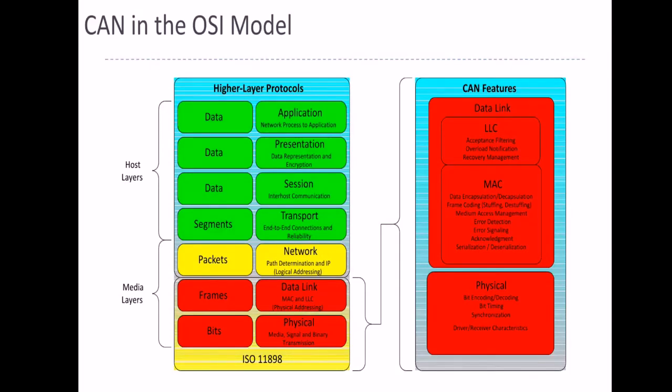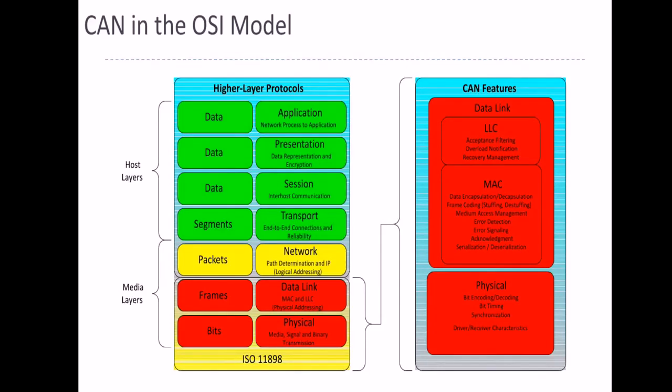Next are the segments in the transport layer. The segments have to be transported, which is the end-to-end connection and reliability. Then the session layer and the others are not part of the CAN protocol, as you can understand. Once the segment has been transported, the other three layers will transmit it as data.